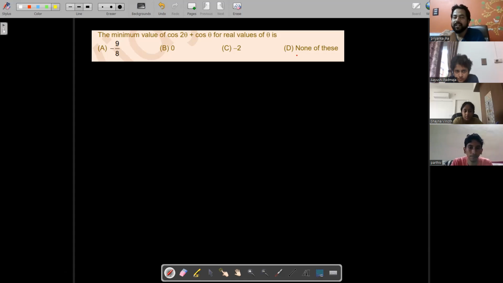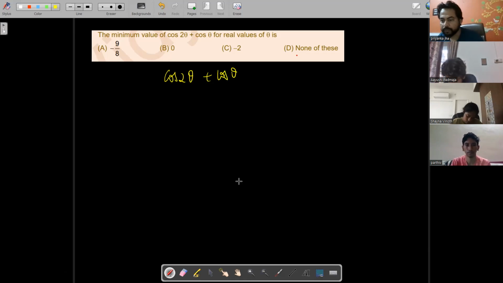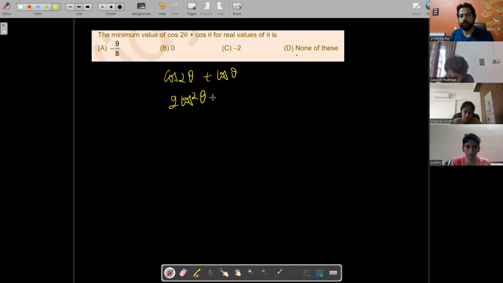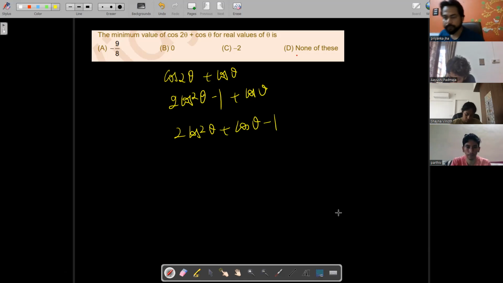See, remember one thing. Whenever you see different angles in a question, you cannot solve it. First of all, you have to make all the angles the same. This angle is double, 2 theta, and this angle is single theta. So first you make both the angles the same. You have to apply this formula: cos 2 theta is 2 cos square theta minus 1, and then this is cos theta. So 2 cos square theta plus cos theta minus 1. Understood?